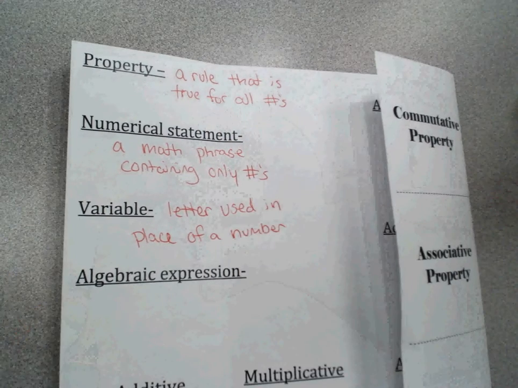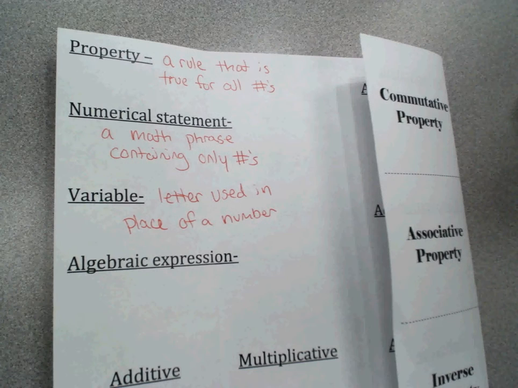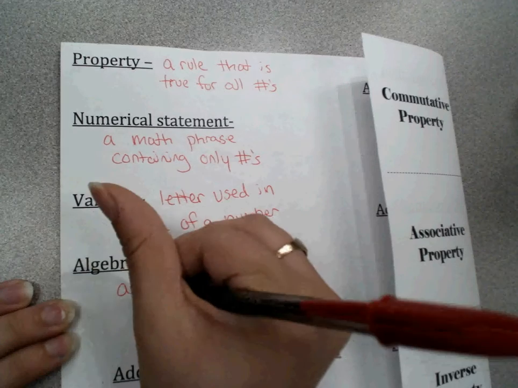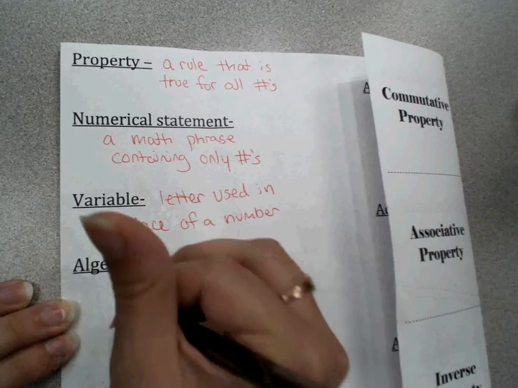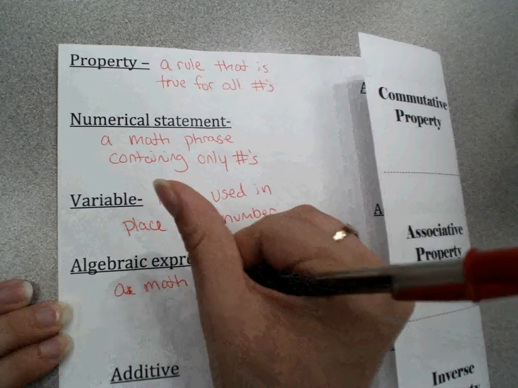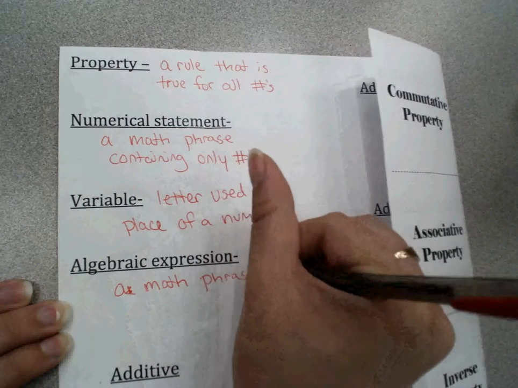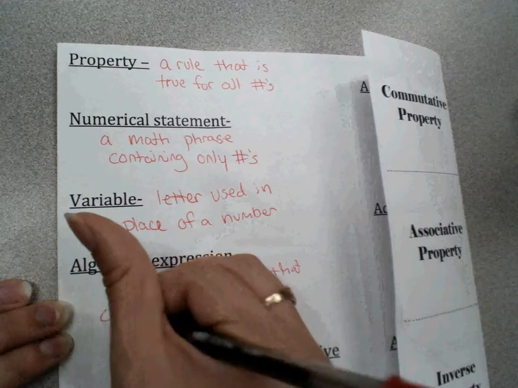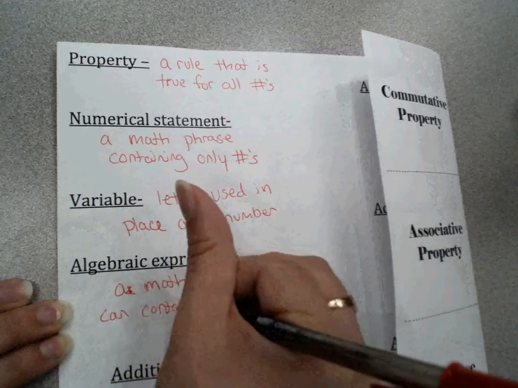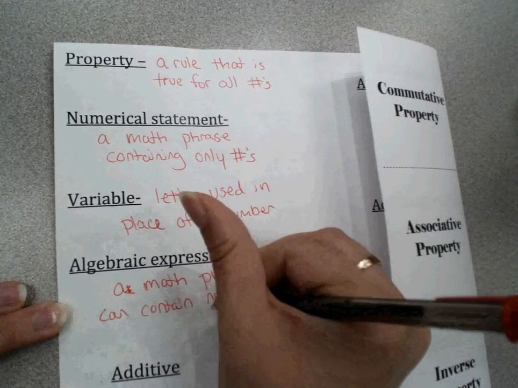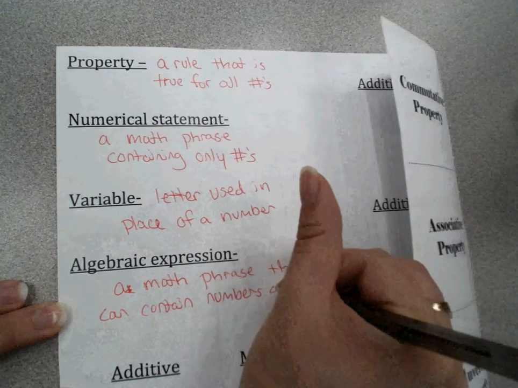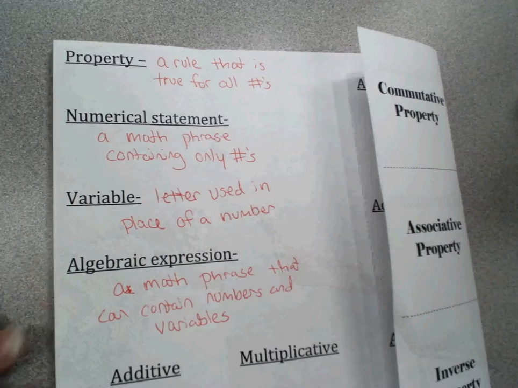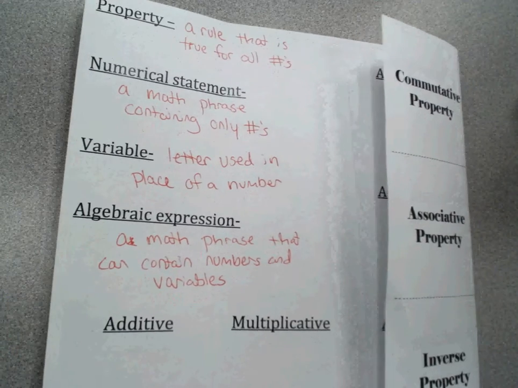So then when we get to an algebraic expression, it's just like a numerical statement. It's a math phrase, but it contains, so a math, that's just an A. A math phrase that can contain numbers and variables. So it might not include both numbers and variables, but it can. A math phrase that can contain numbers and variables.